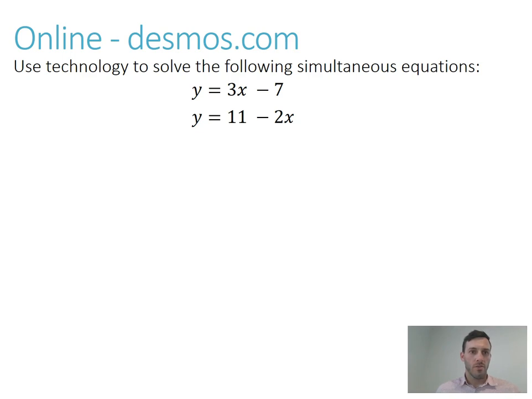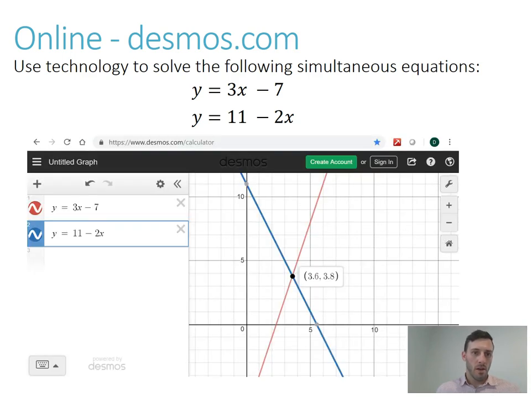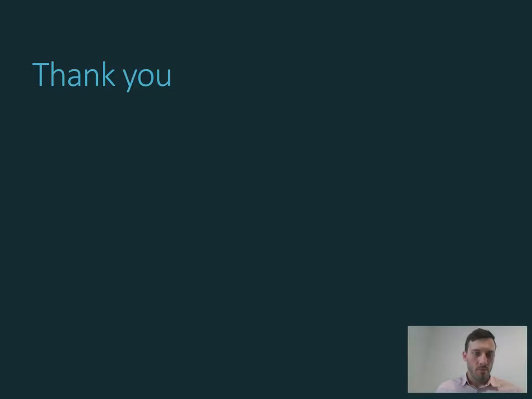Use technology to solve the following simultaneous equations. Here we have y equals 3x take 7, y equals 11 take 2x. I've used an online graphing tool to show you how to find the solution of these simultaneous equations. Thank you.